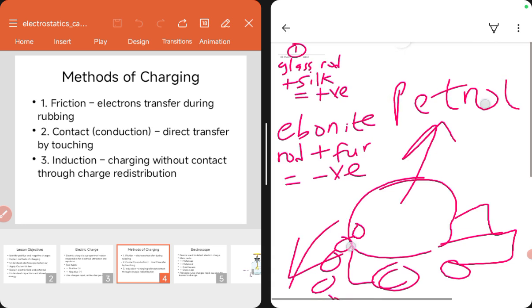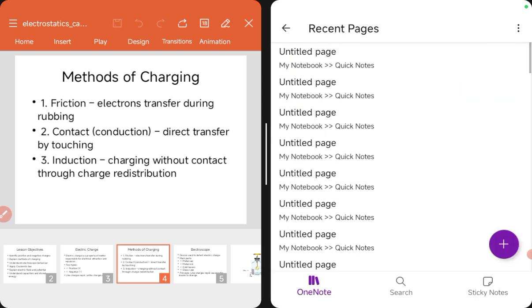That's all on the first example, which is charging by friction. It is when you charge an object by rubbing it against another object, and then it acquires a charge.